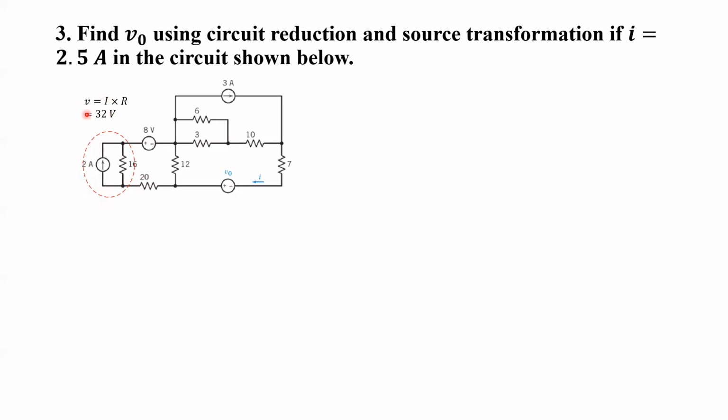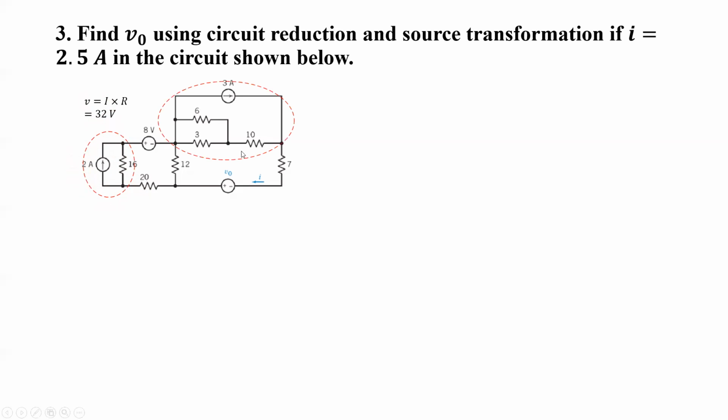If we convert this current source with parallel resistor into a voltage source with series resistor, then V will be given by I into R. I into R means 2 into 16, which will be 32 volts. And in this way, we can convert this current source with parallel resistor into a voltage source with series resistor.